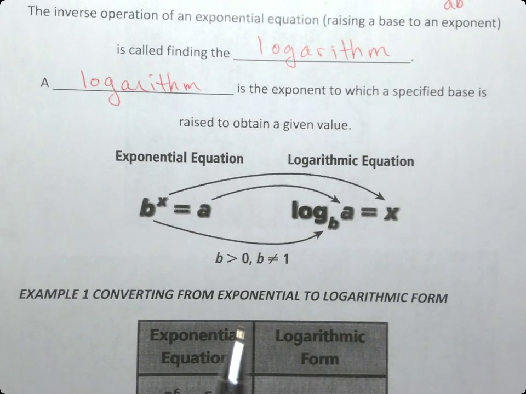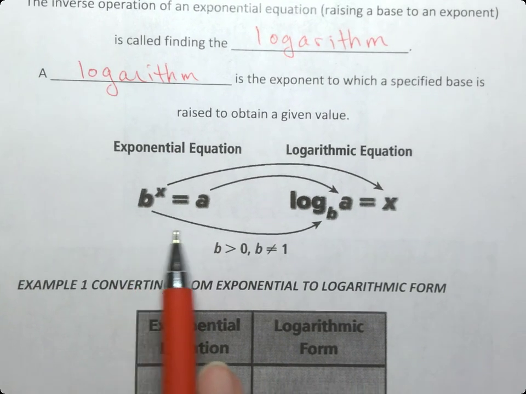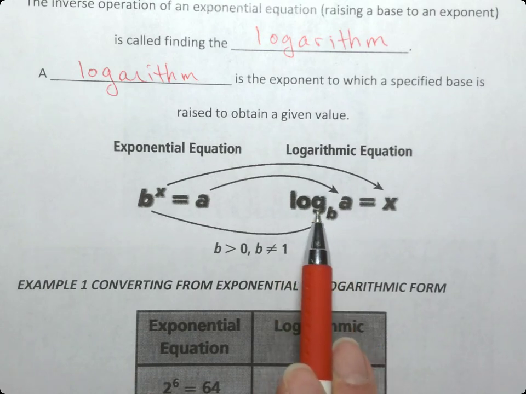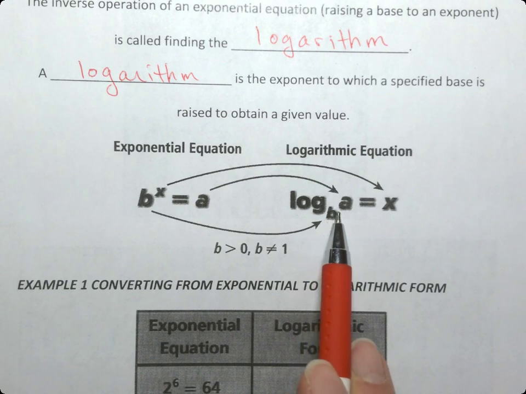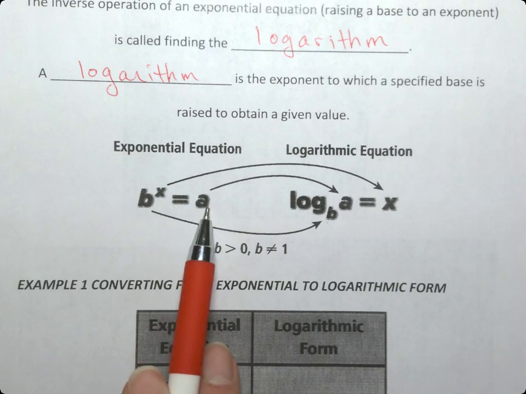So first things first, b is your base for both the exponential equation and for the logarithmic equation. So this says log base b of a. That's how you read it. Log base b of a equals x. This is b to the x equals a.